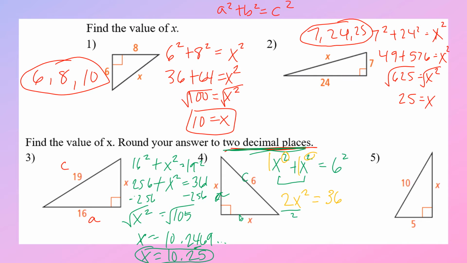So divide by 2 on both sides, you get x squared equals 18. And then when you take the square root of 18, you get x equals 4.242. It keeps on going on. So our answer here would be x equals 4.24.